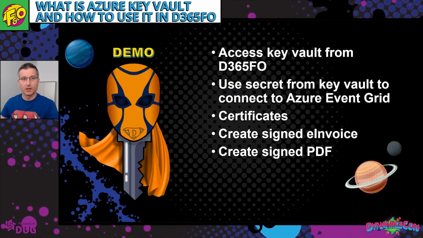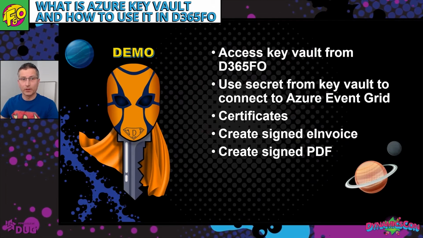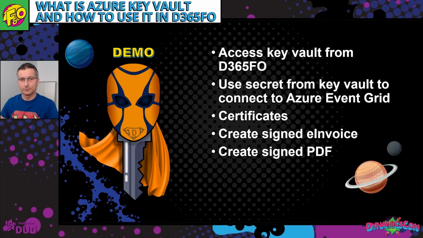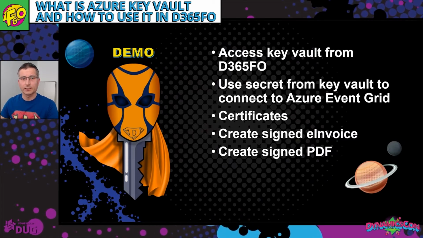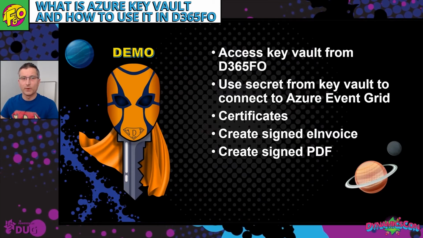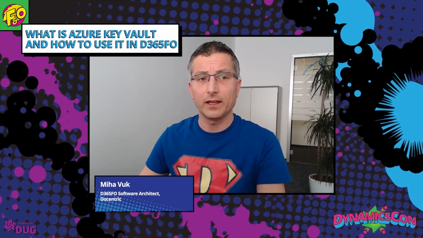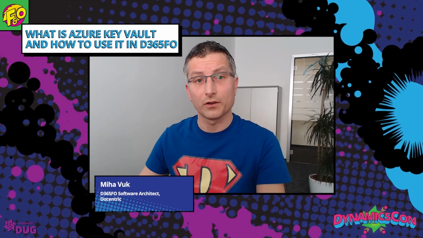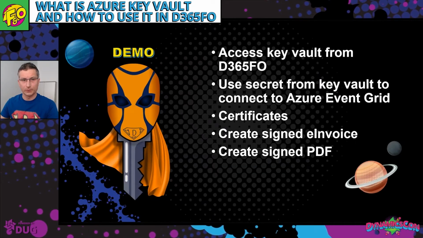In the second demo, we will first show how to access Key Vault from FNO to use a simple text secret. For the use case, we will take the creation of an event grid endpoint from my last Dynamics session. But that is actually not important. The important detail here is that the event grid access key is not entered in FNO, but it's stored in a Key Vault. Then we will take a look at how we can leverage Key Vault certificates to sign the XML eInvoice, and at the end, also to sign the PDF documents. The latter is not supported by the standard, so we will use a third-party solution.